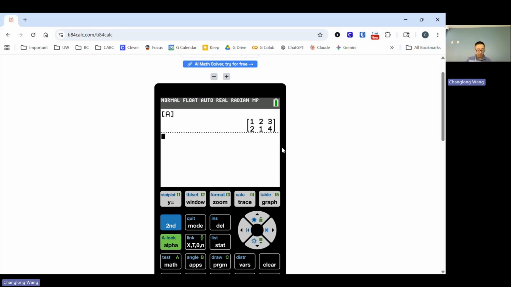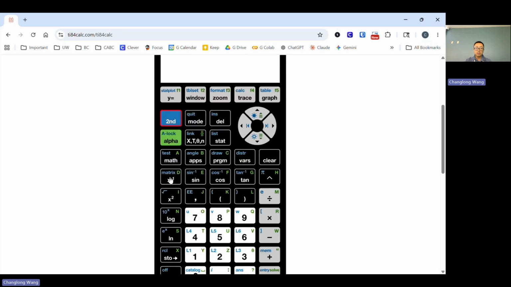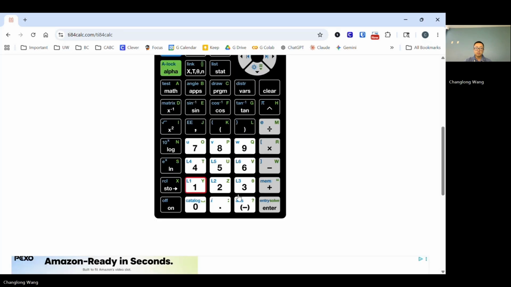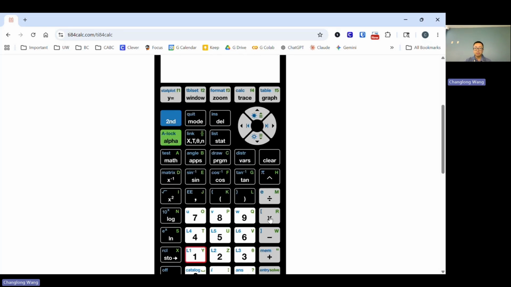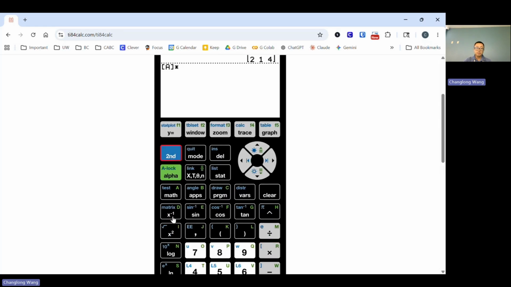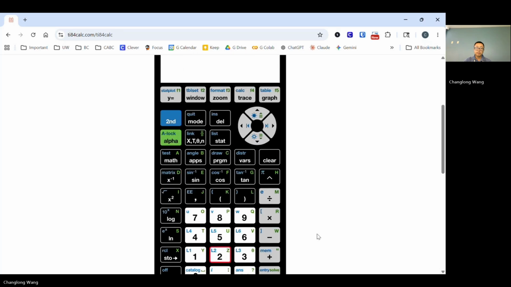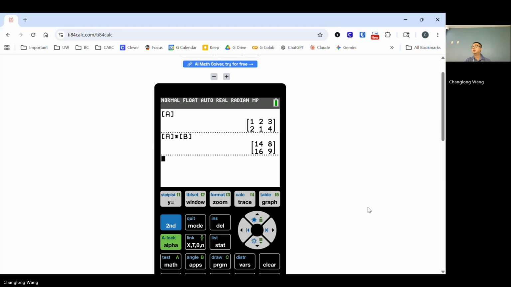So now what do we want to do for the first computation? It's A times B. Let's go ahead and call A: second matrix, A. Then multiply with B. It's just the multiplication sign, the star. Then you call B. A times B, hit enter, and it's done.